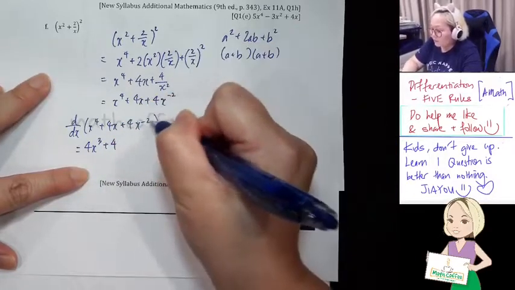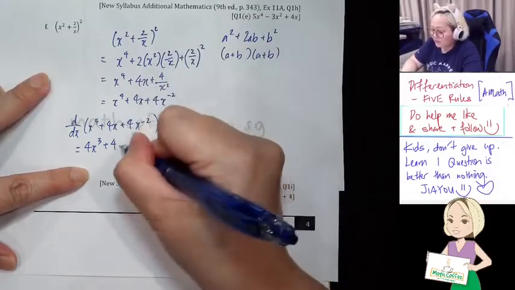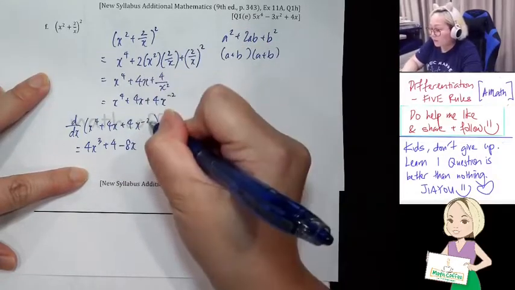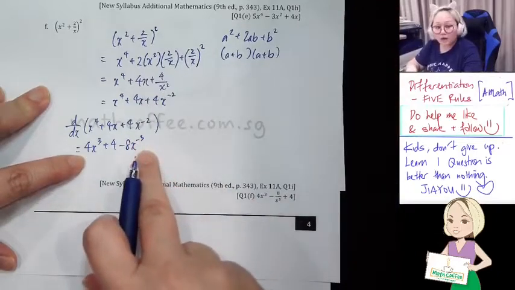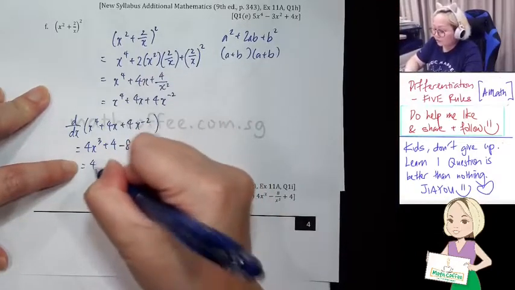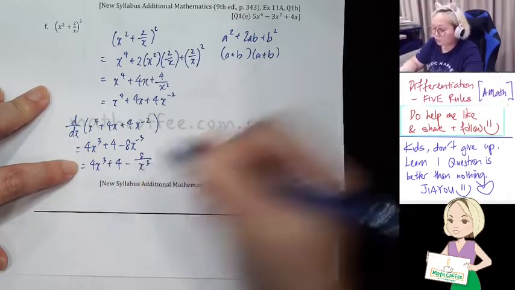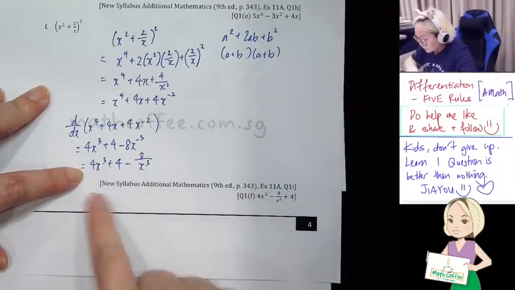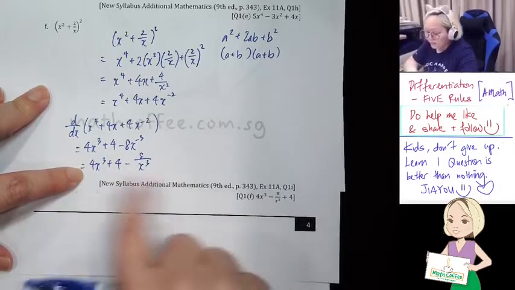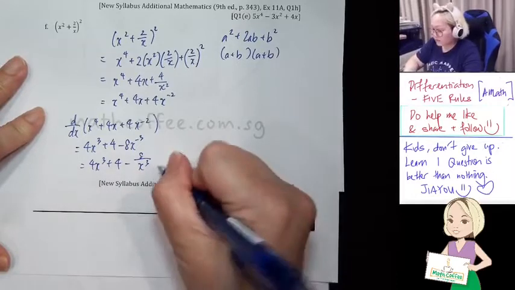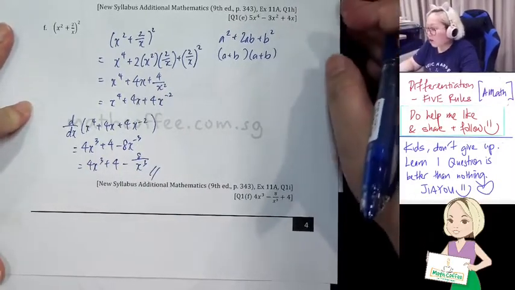This one, power bring down. Minus 2 times 4 is minus 8. So it's minus 8x, power minus 1, so it's minus 3. So leave your answer in positive index. So it will be 4x cubed plus 4 minus 8 over x cubed. Okay, so the answer is just that, they may rearrange this one, but it doesn't matter. So this is the answer for part F. Okay, all good.